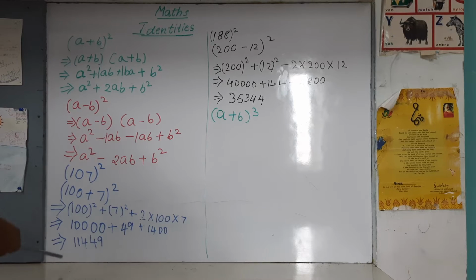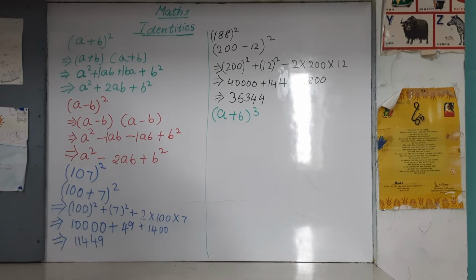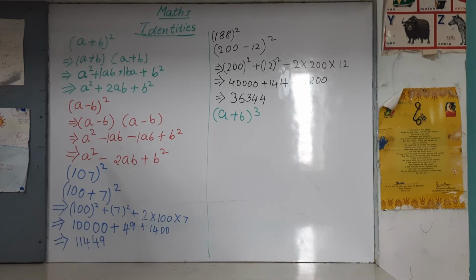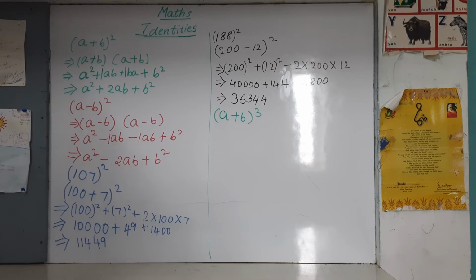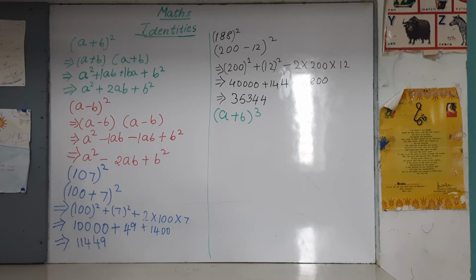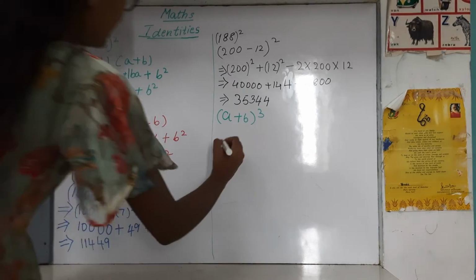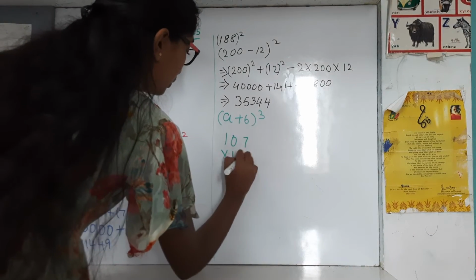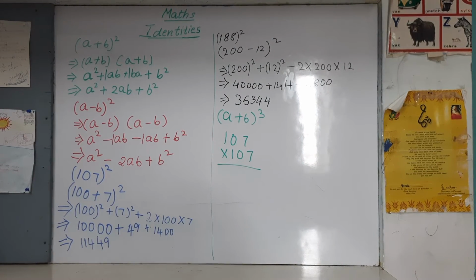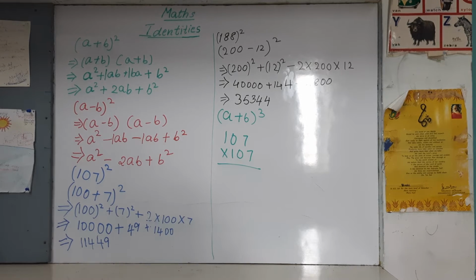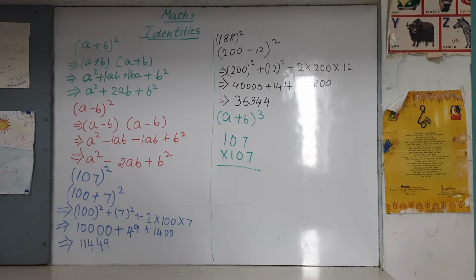Here, to demonstrate, I gave you one example: 107 square. Here 100 plus 7. I split it into two terms for using this (a plus b) whole square or (a minus b) whole square. Many of you have a tendency of writing 107 into 107 and calculating it. If you give this for second class or fourth class, it is okay. But we are in 8th class, so we have to use these identities and do the sums.